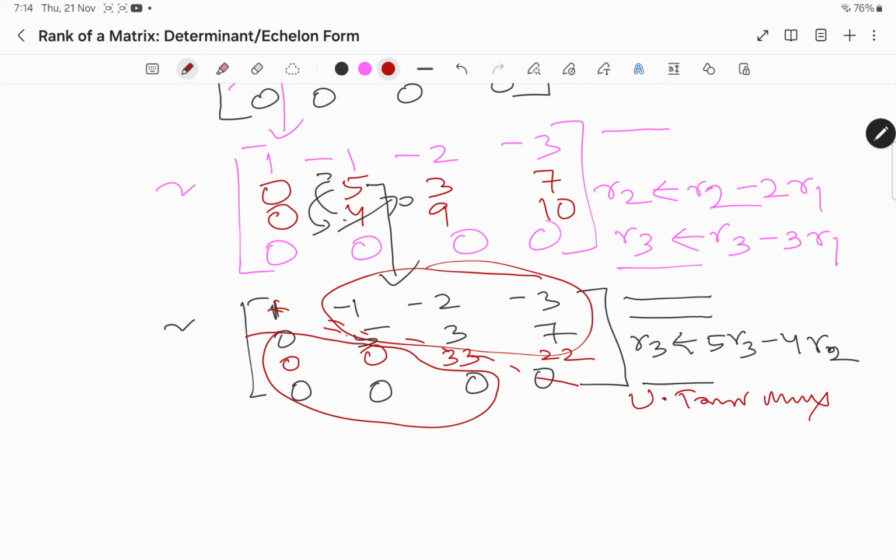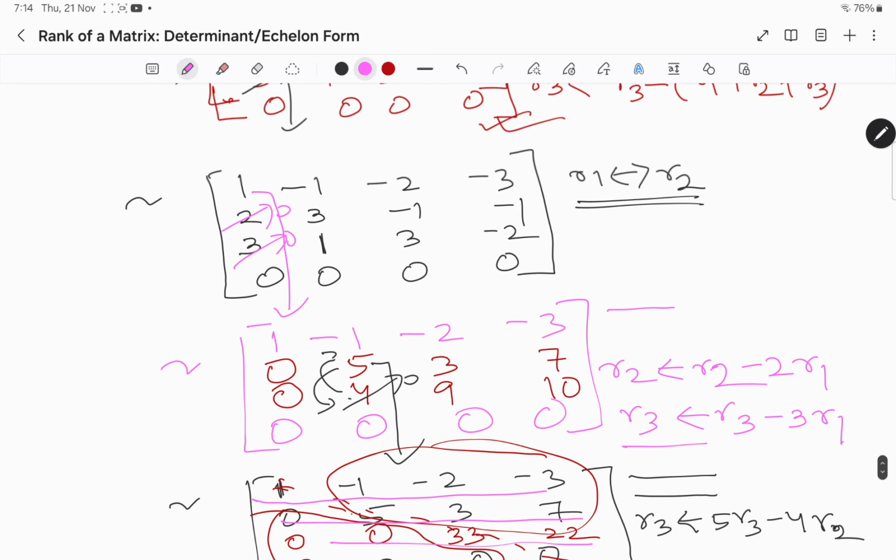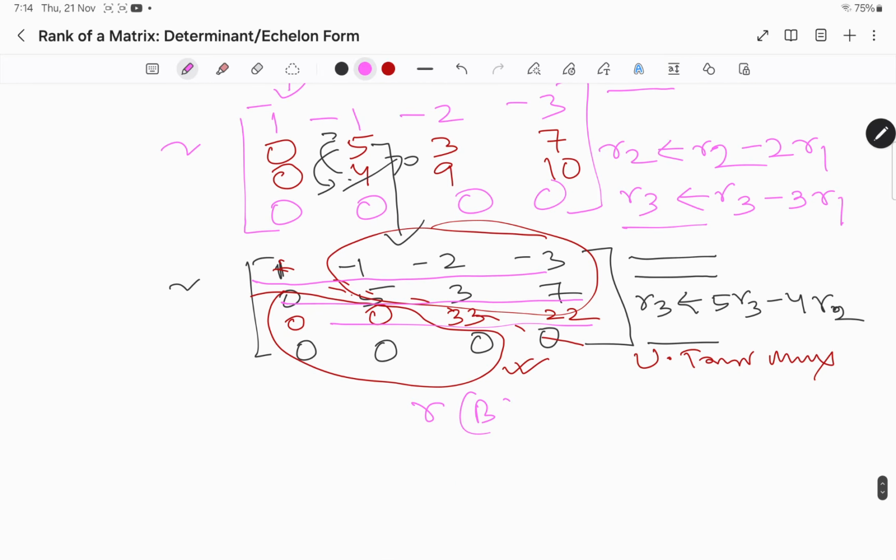Restriction is not there. Elements below the leading diagonal are all zero, so it is an upper triangular matrix. Now how many non-zero rows are present here? Here is one non-zero row, here is the second non-zero row, and here is the third non-zero row. So immediately I can say the rank of this matrix B is 3. But it is not in echelon form.